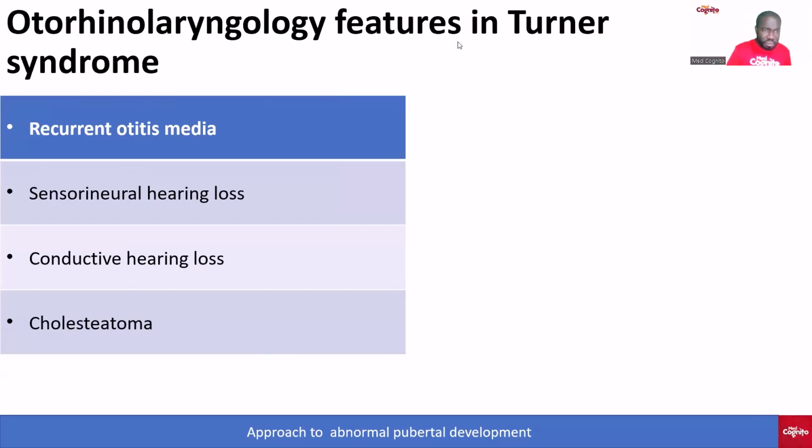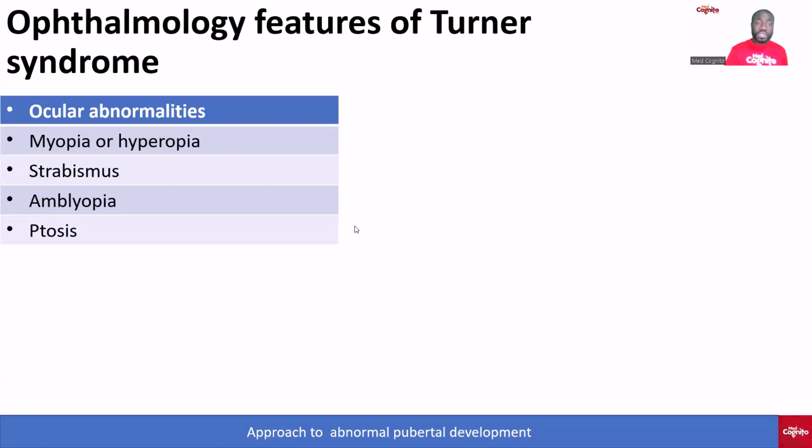And then what are the ENT complications, ENT concerns? These patients can have recurrent otitis media, sensorineural hearing loss, okay, conductive hearing loss, and cholesteatoma. Recurrent otitis media, so recurrent ear infections, hearing loss, sensorineural hearing loss, conductive hearing loss. So they can even have mixed, because they can have sensorineural and then conductive, and they can also develop cholesteatoma.